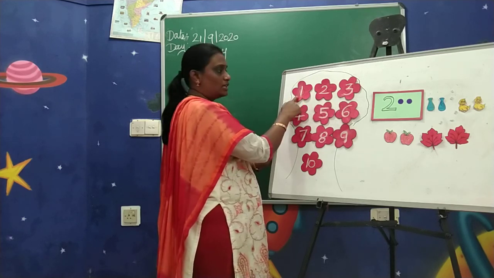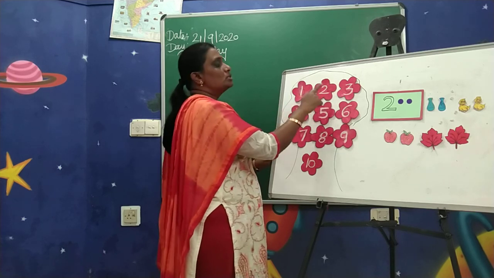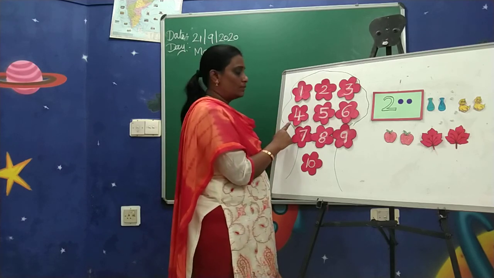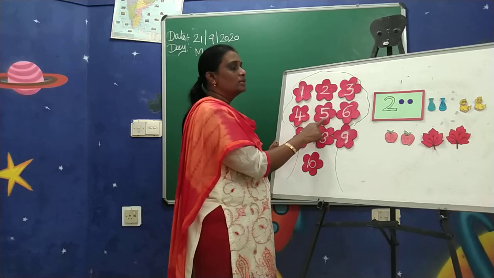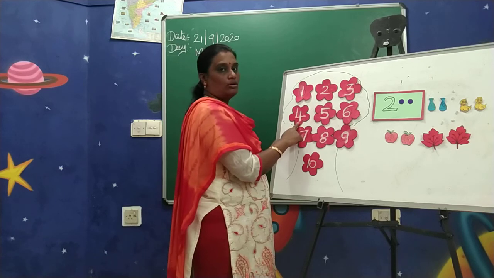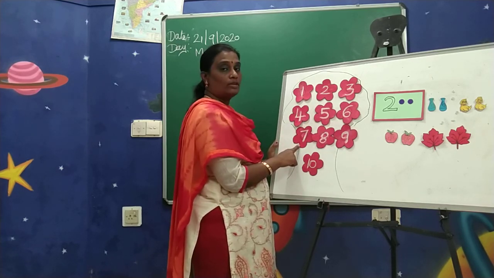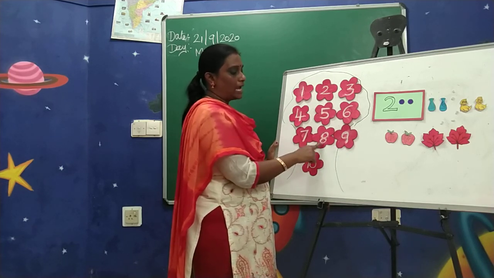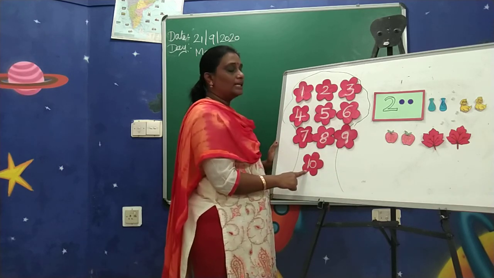Now once again you repeat, children. 1, 2, 3. Okay. After 3, which number will come? What is this number? Number 4. 4, 5, 6. After 6, which number will come? 7, 8, 9. After 9, 10.